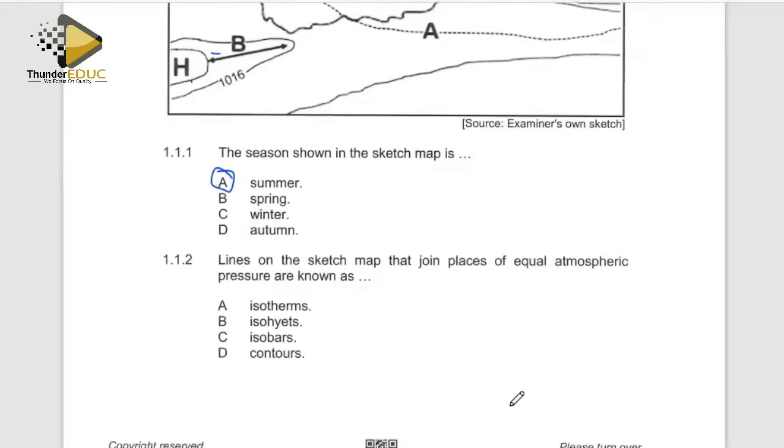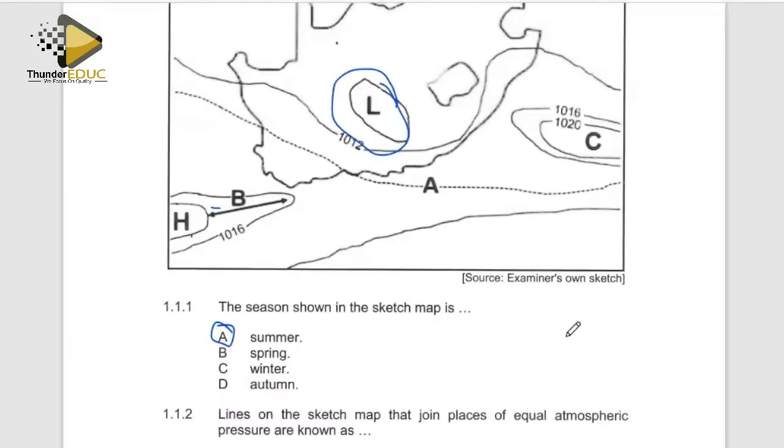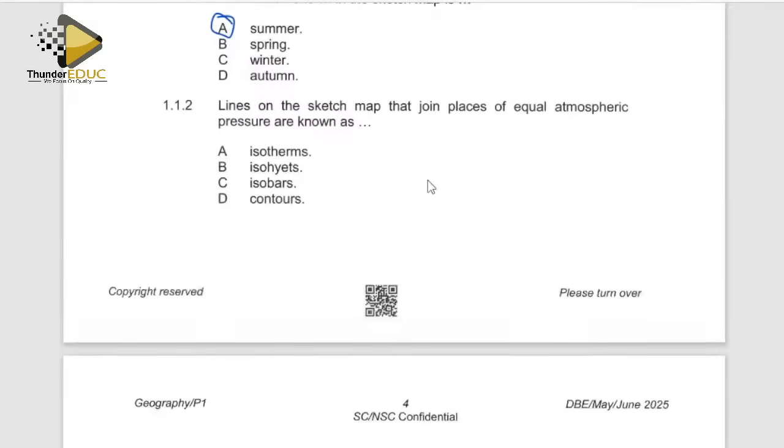Moving on to the next question, number 1.1.2, it says lines on the sketch map that join places of equal atmospheric pressure are known as. We are referring to these lines with indications 1020, 1016, 1016, 1012. These lines are what we call isobars. They join places of equal atmospheric pressure, and our atmospheric pressure is presented in hectopascals, in hPa.